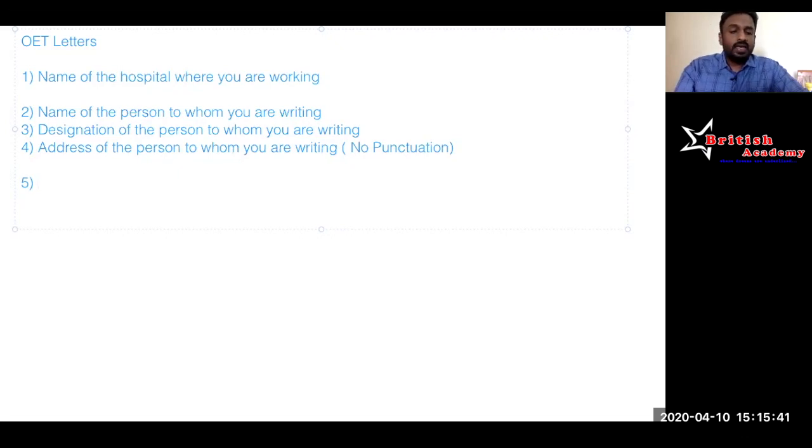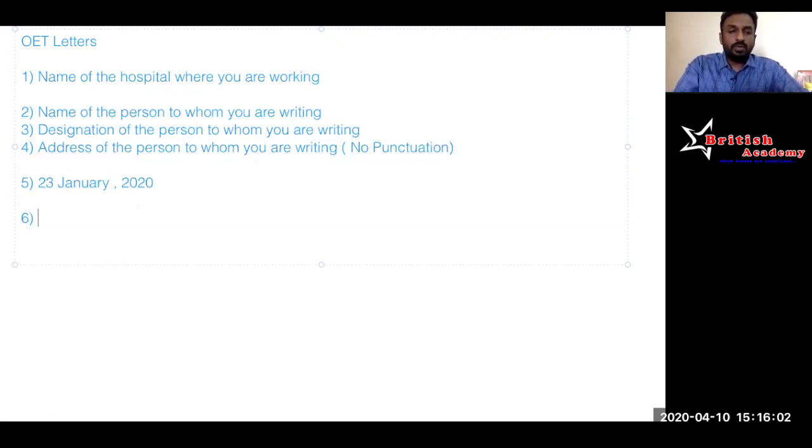Now, the fifth one is the date. The format of the date, it's better to present in this way. For example, 23rd January 2020. So you'll write 23, the month you will write in words, and then 2020. This is a better format. After this, leave one line.